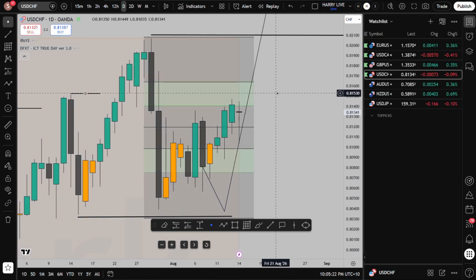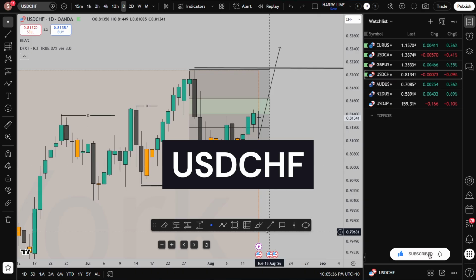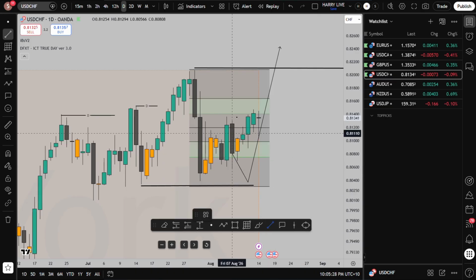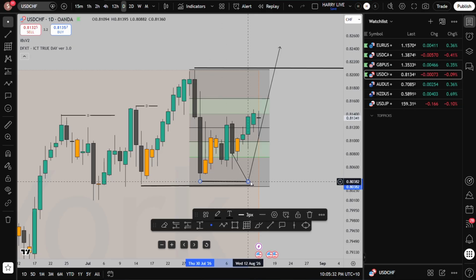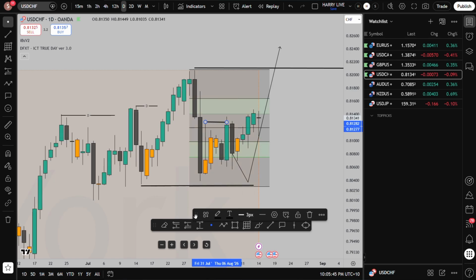Moving on to USD CHF. USD CHF, we were expecting last week either to continue this price action to the upside or breaking this structure to the downside, but we didn't get that. Actually, we are continuing with this overall trend, and we are starting to respect these structures on the daily time frame as well. We have the second structure here.